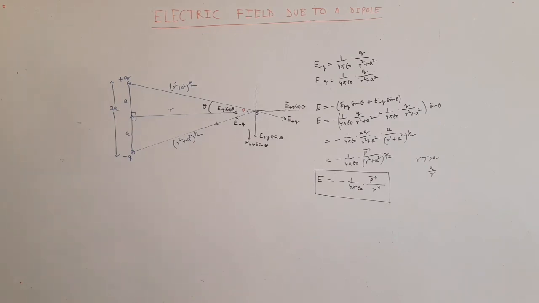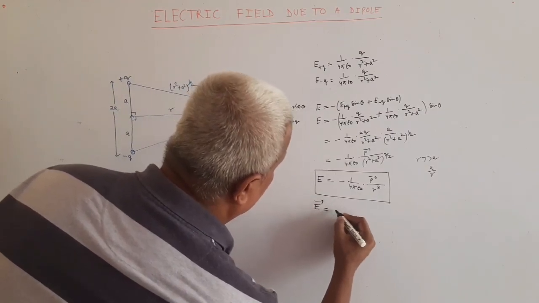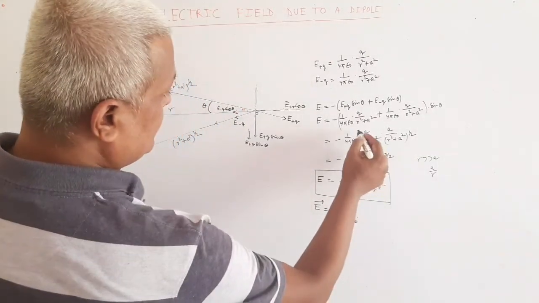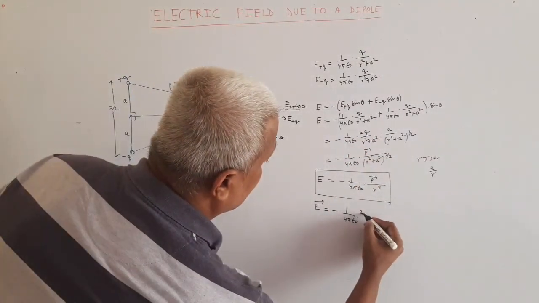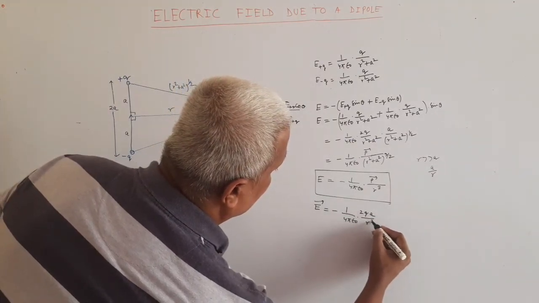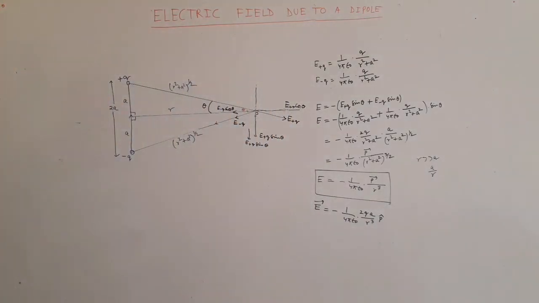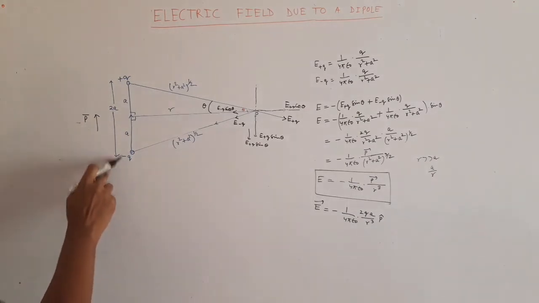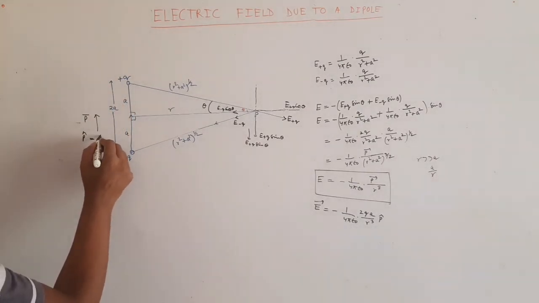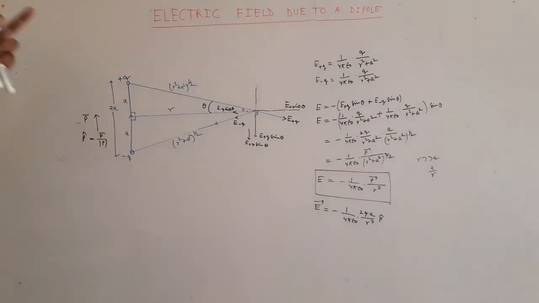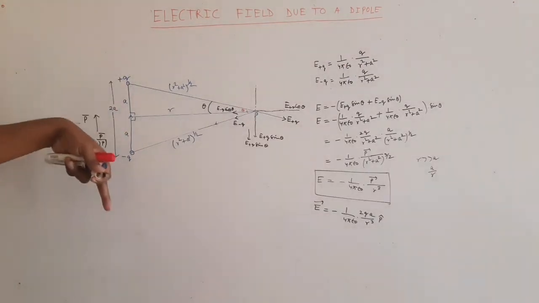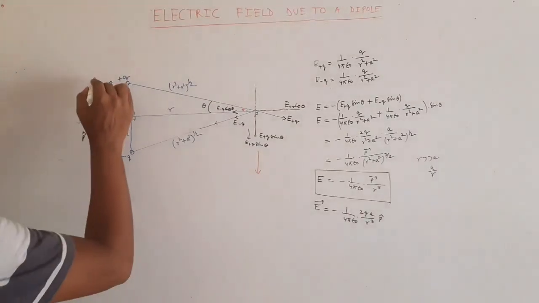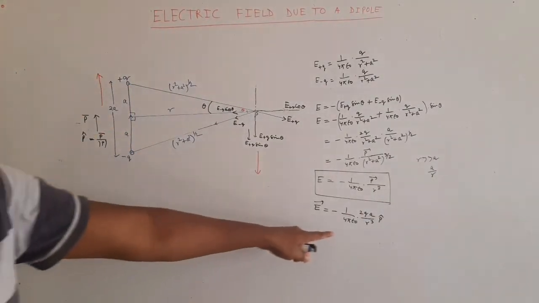If you want to change it, then you can write E bar equal to minus 1 by 4 pi epsilon naught. Then P bar is nothing but 2QA. So you can write 2QA upon R cube, and for the sense of direction you can provide P cap. P cap means the direction of the P bar from minus to plus, and when you write P cap, you divide P bar by its magnitude, so this becomes just a unit vector. And this is negative, meaning the field is downward, because the resultant electric field is in this direction, and the direction of the dipole is this. That's why you are getting this negative sign.